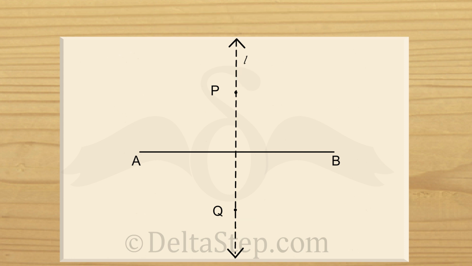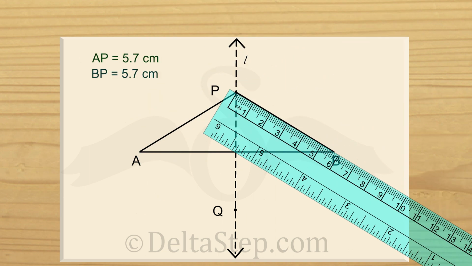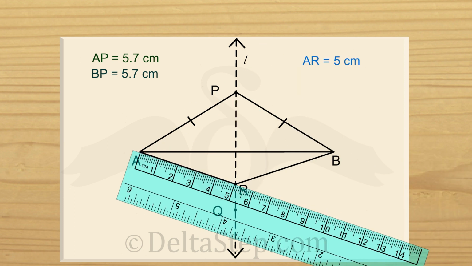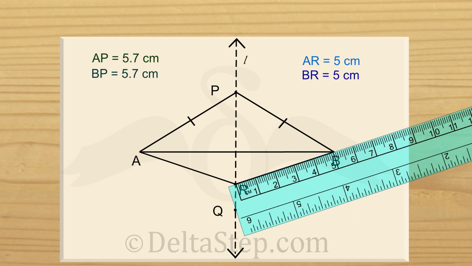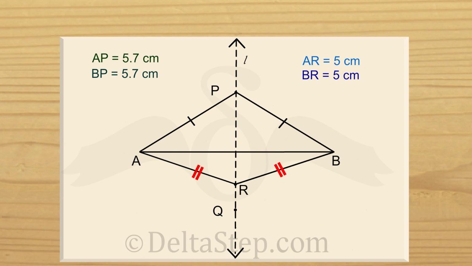Also, let us try out another thing. Let us measure the distance between P and the ends of the line segment. That is, the distance AP and BP. We see that they are equal. In fact, if you take any point on the line L, say R, and measure its distance from the end points of the line segment, that is from points A and B, you will see that the distances are exactly equal.